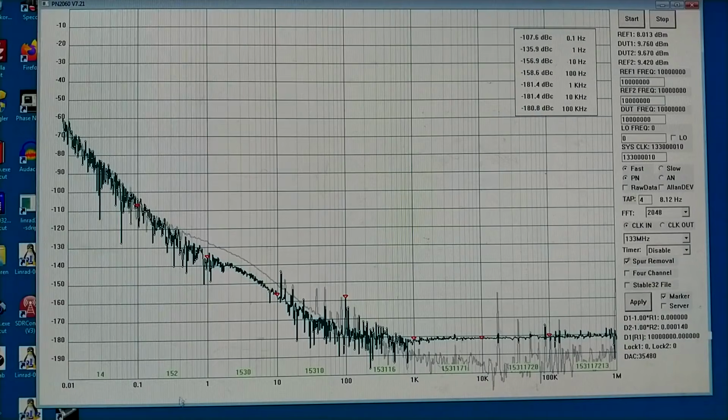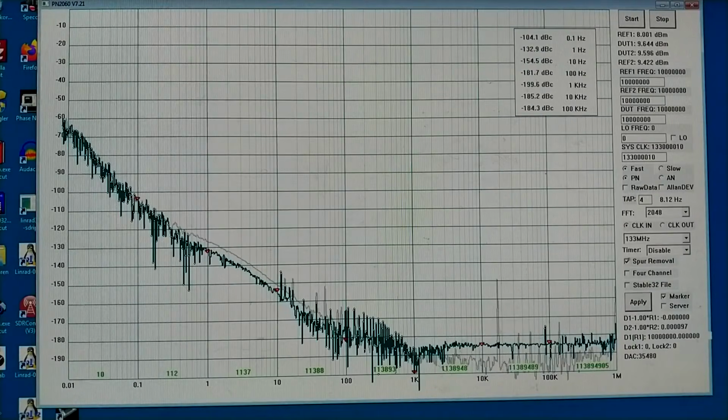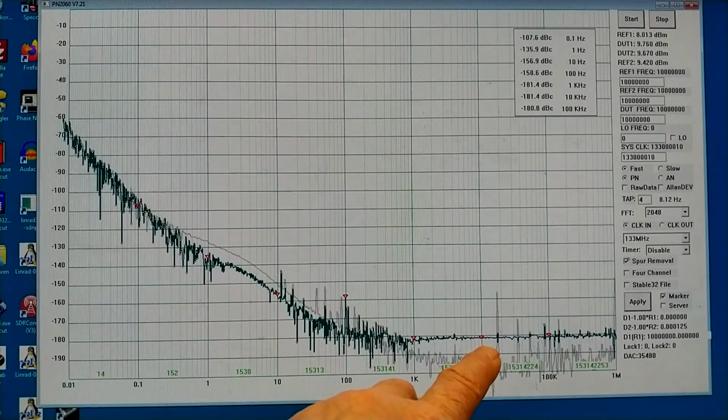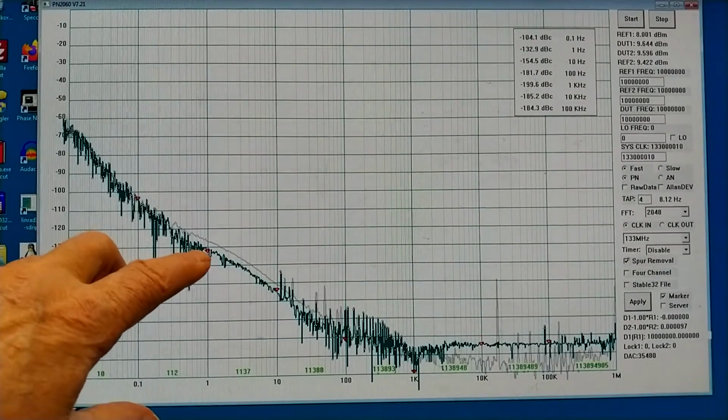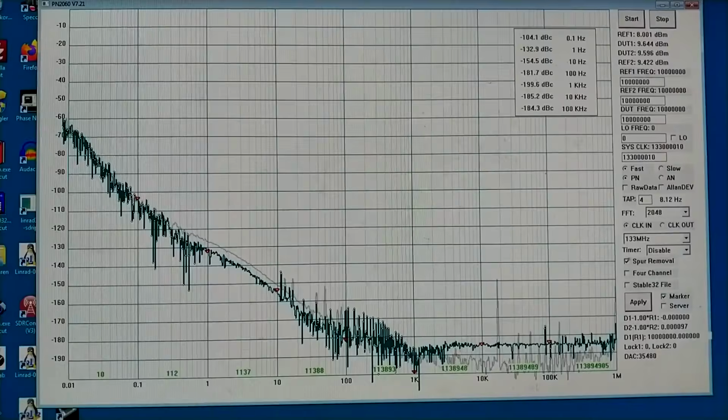Here is the proper comparison. Now with 3 kilo ohms at the gate, and here with 12 kilo ohms at the gate. And you can see here the difference is not very large at the flat noise floor. But it is significant here at 1 Hz offset.